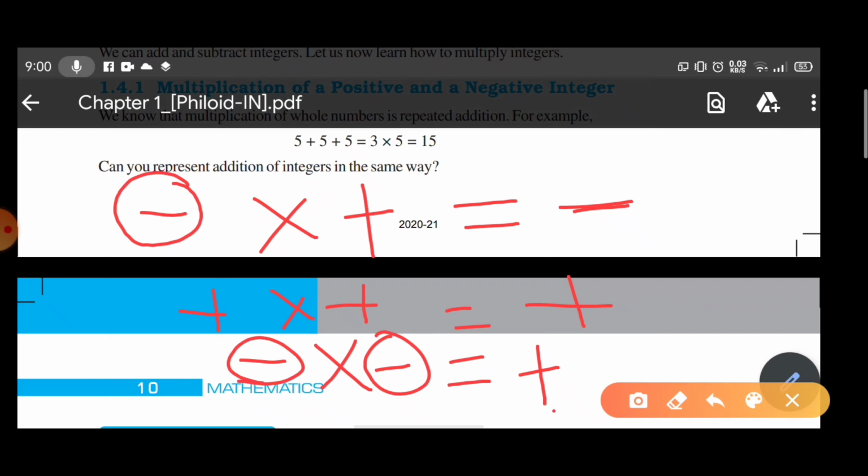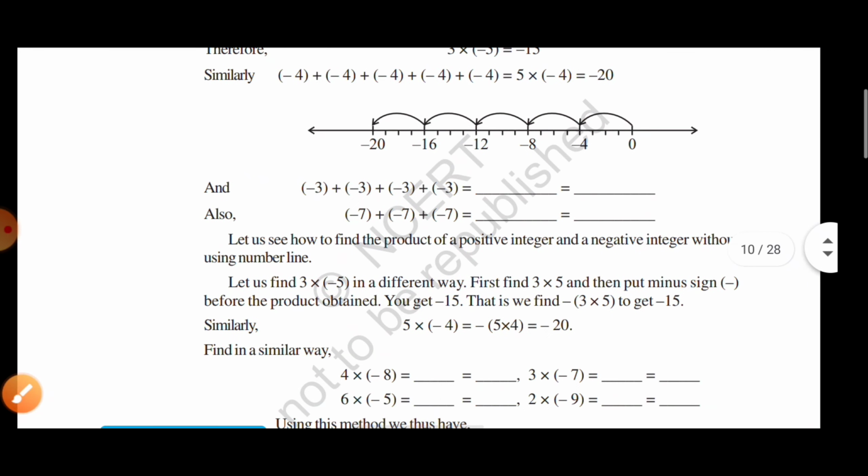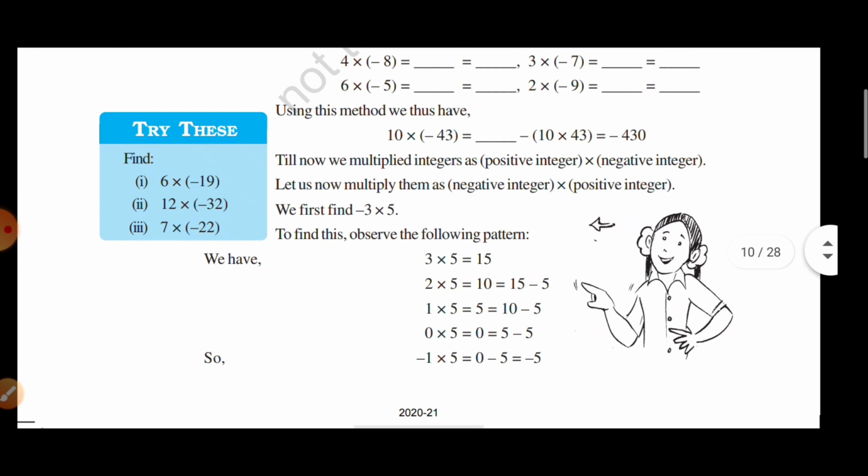So if you have an odd number of minus signs, your answer will be negative. If you have an even number of minus signs, your answer will be positive. So in this way you can simply calculate the sign of your answer for a particular question. So here let us have a look at a few questions right now.